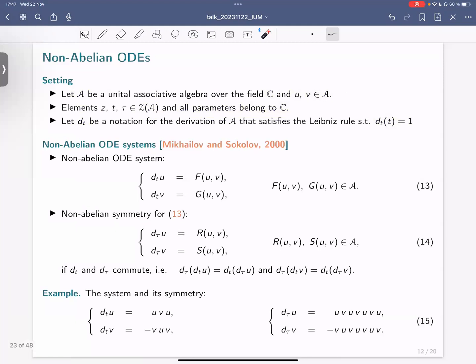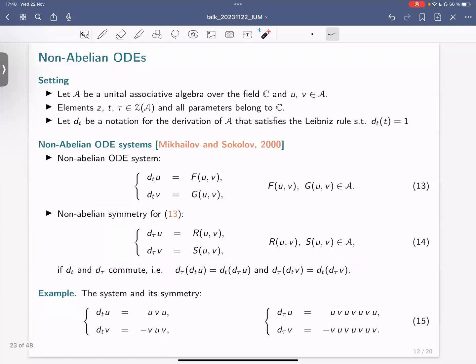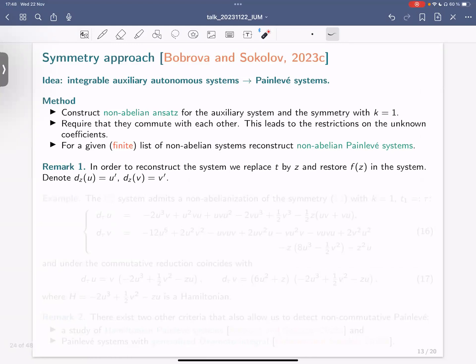So let us consider the following example. Instead of system 13, we can consider this system with two variables u and v, and one can verify that this system is the symmetry of the first one. So we just need to compute this condition.